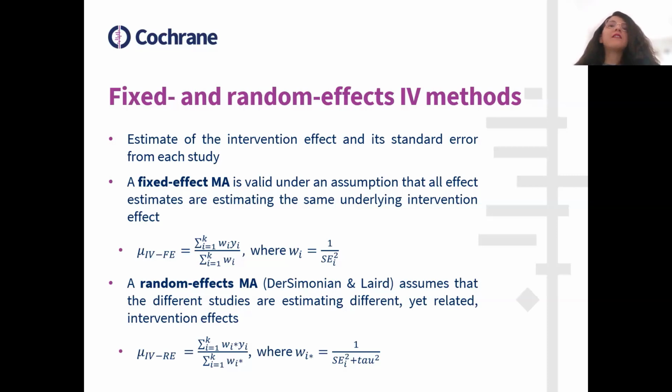A fixed effect meta-analysis is valid under the assumption that all effect estimates are estimating the same underlying intervention effect. On the other hand, the random effects meta-analysis, known as the DerSimonian and Laird method, assumes that the different studies are estimating different yet related intervention effects. The fundamental difference between those two methods is the assumption of the between-studies variance. The extent of the between-study variance is expressed using the tau square value, which is incorporated in the random effects weights.